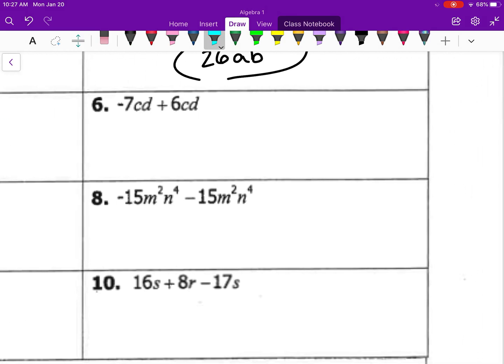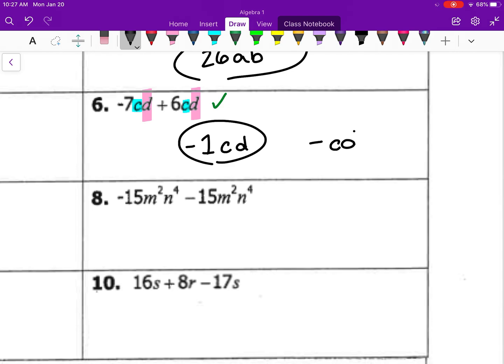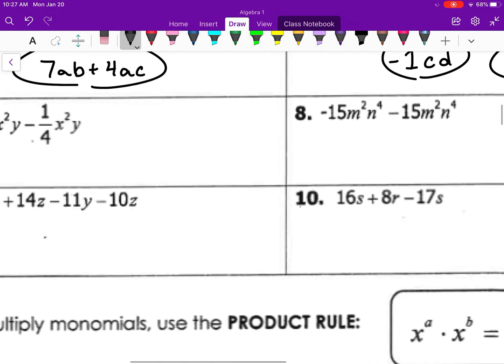Number 6, I've got C, I've got D. That's a match, so I can add negative 7 plus 6, that would be negative 1, CD. You could also just ignore the 1 and just do negative CD. Doesn't matter.